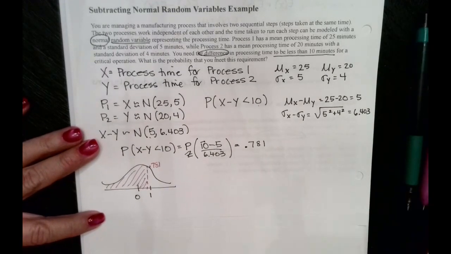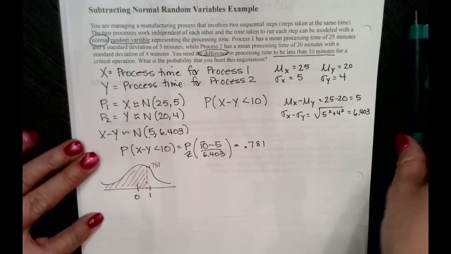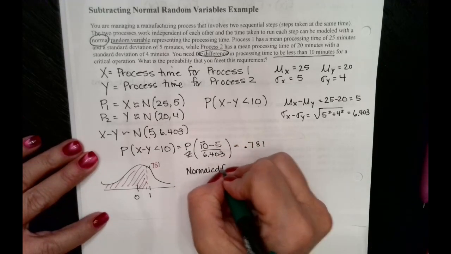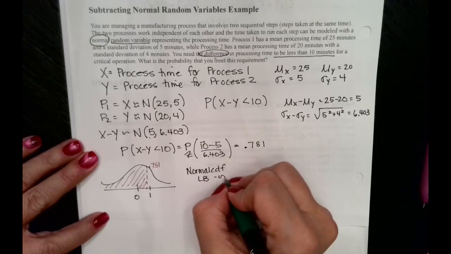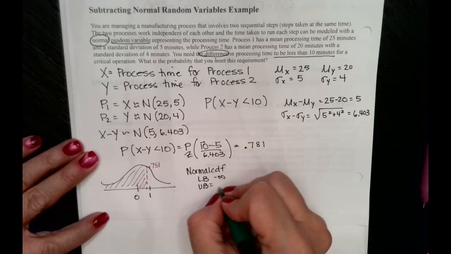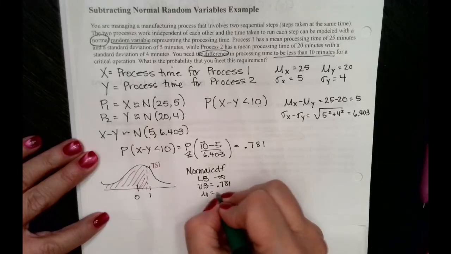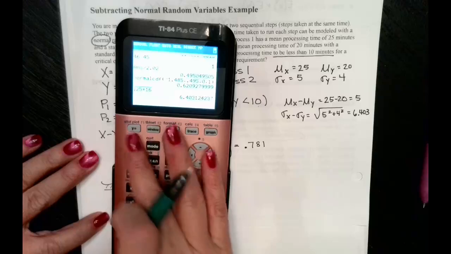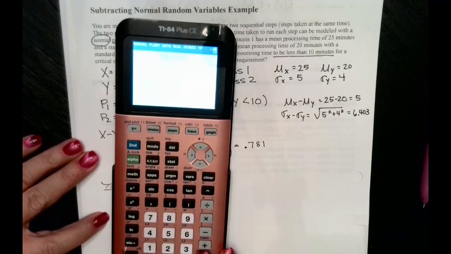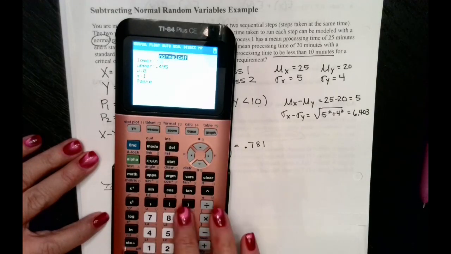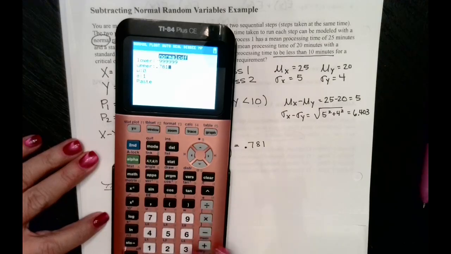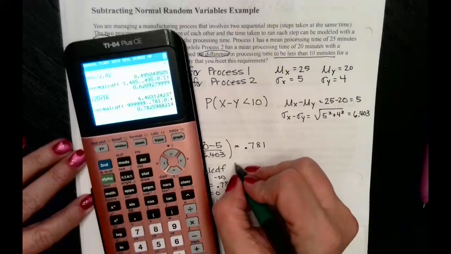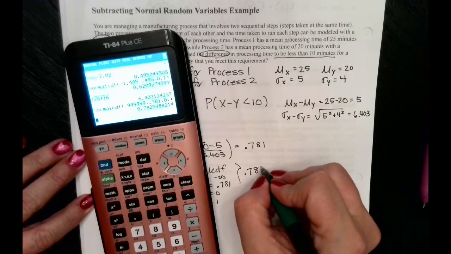All right, so if I plug this in, I'll just go ahead and put the calculator speak down. So my normal CDF, my lower bound is going to be negative infinity. My upper bound is going to be 0.781, and then I'm using 0 and 1 for my mean and my standard deviation. So let's look at this. So what we get is a value here that is 0.7826.